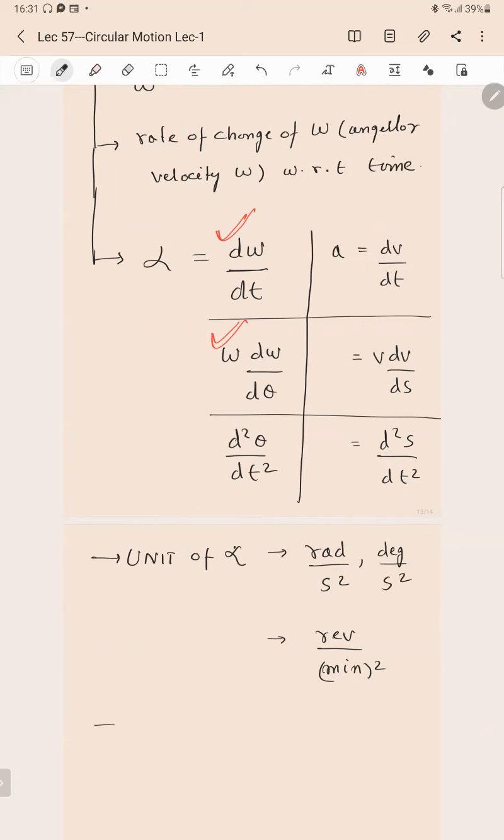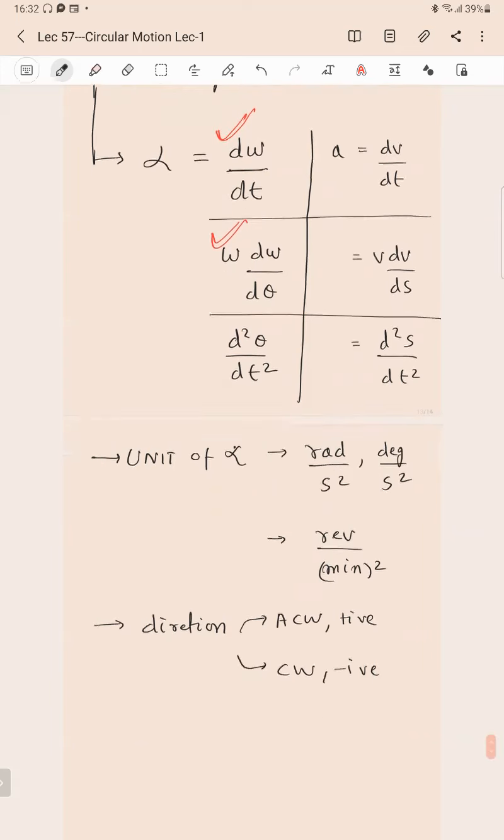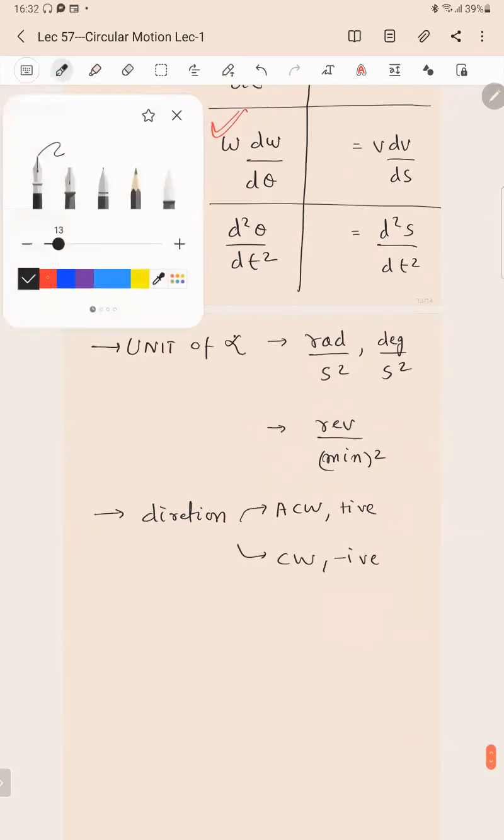And when you talk about the direction, it is the same stuff again. Direction, clockwise, anti-clockwise. Anti-clockwise, positive, outside the plane. Clockwise, negative, inside the plane. These are the directions of alpha. बात समझ में आ रही है? अब अल्फा का काम क्या होता है? ओमेगा को चेंज करना.